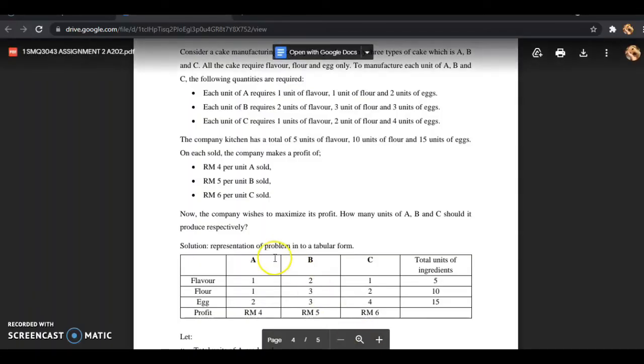Hello everyone and good day. So today I'm going to show how to solve an LP model using the Lingo solver. So to begin with, let us consider this question.